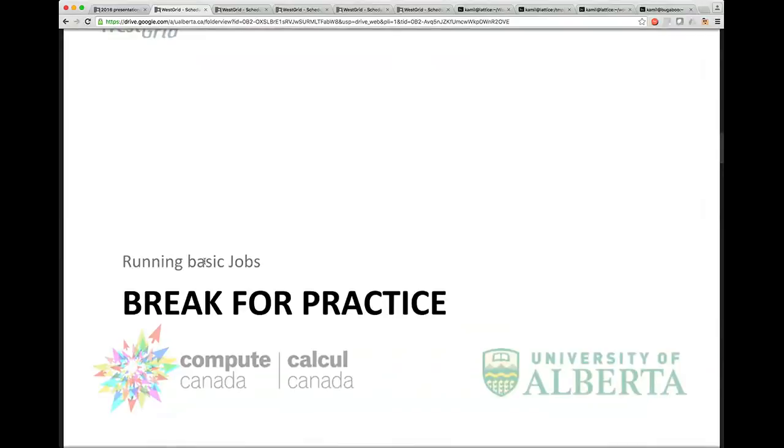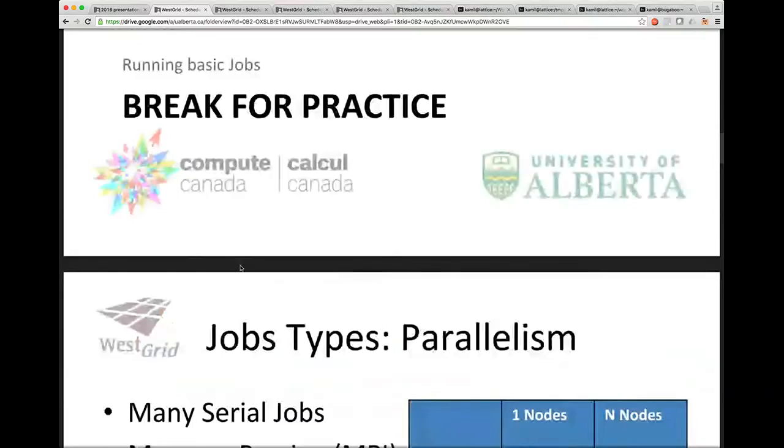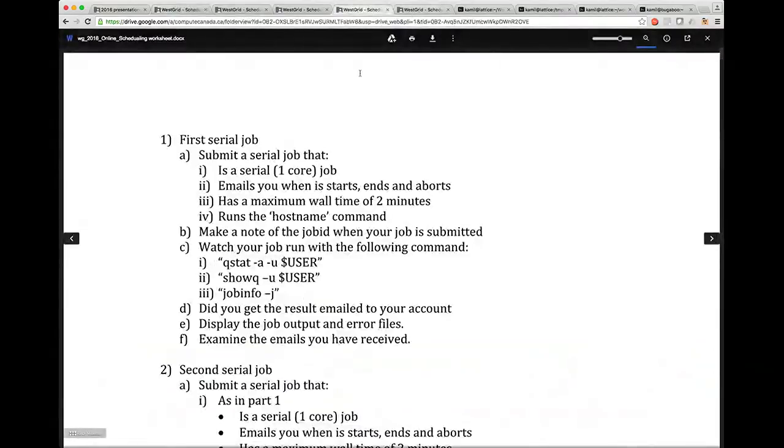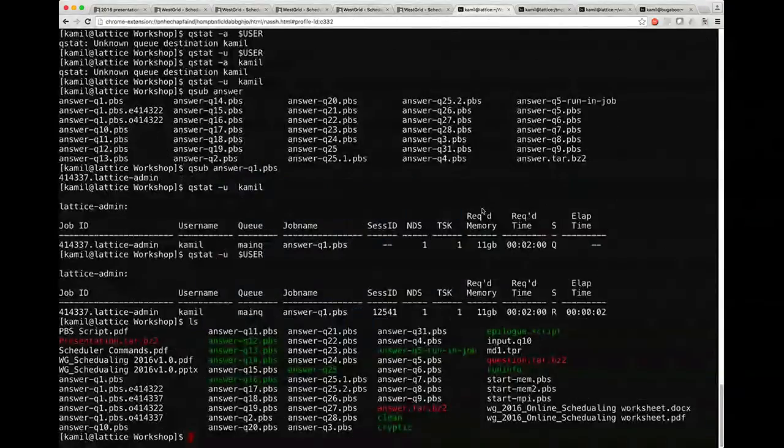So now we're going to break for practice. We have a number of questions in the online scheduling worksheet on how to submit your jobs. So you'll be asked to submit jobs. Now, there are answers to these questions already.